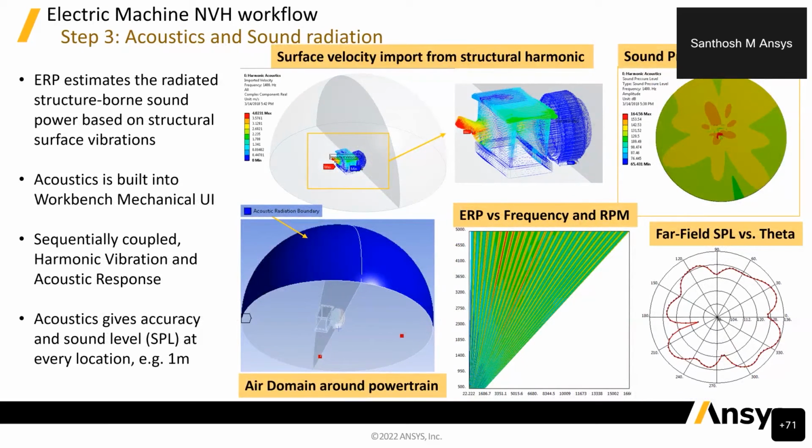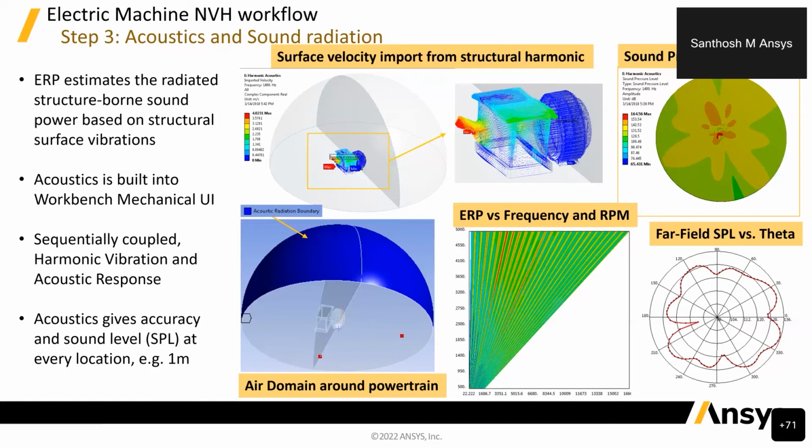Once we know the vibration velocity, those can be applied as an input for the acoustic simulation. Then we know the acoustic pressure distribution around the motor. At various RPM and at various frequencies, we can predict the directivity plot of those motors. This involves detailed acoustic simulation considering the impedance of the air around the vibrating structure.